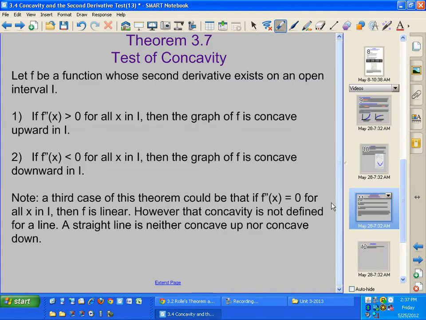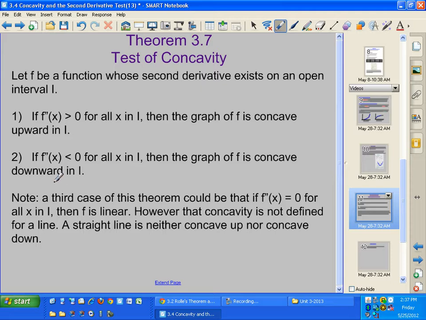We're going to use our test of concavity. So we're going to look at the second derivative, which is the slope of the derivative graph. If the second derivative is positive, then the graph will be concave upward. If the second derivative is negative, then it's going to be concave downward.